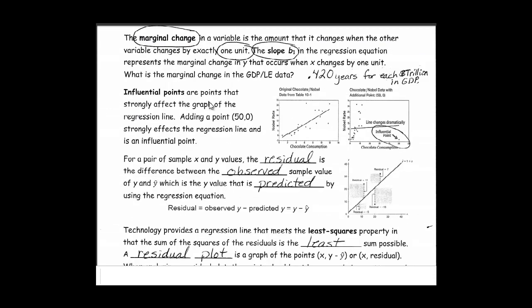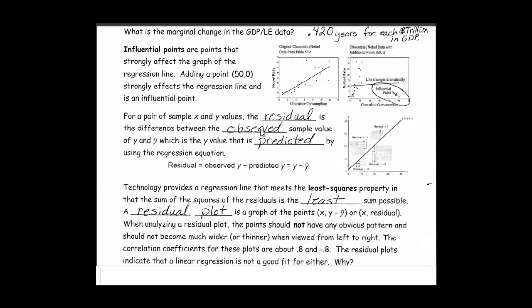Okay, influential points are points that strongly affect the graph. Your textbook does this example where they try to correlate the chocolate consumption of a country with the number of Nobel laureates or candidates for the Nobel Prize. Kind of a crazy correlation there, but they came up with this correlation. And if we projected a point of 50 here, that would really be considered an outlier in this case, but it'd be a very influential point, and therefore it would greatly impact this regression line. That's about as much as I want to talk about influential points.